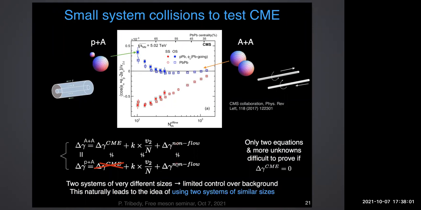It would have been very good if these two terms were the same. Now of course, because they are the same, you could have immediately proven that this is 0. But we know that they are not the same. So this immediately gives an idea that you should do this measurement in two systems that are of similar sizes.